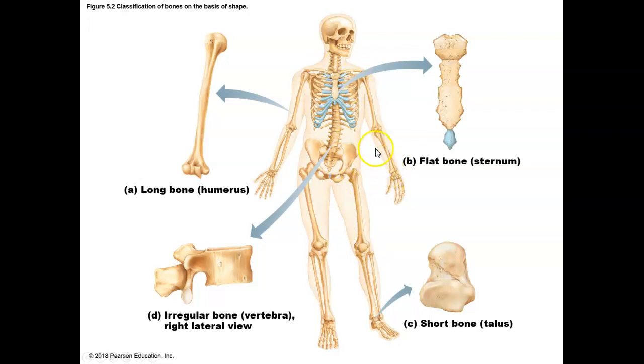Is there another? Those are the main ones. Flat bones, the cranial bones that make up the cranium, those are all flat bones. Our sternum is a flat bone. Our ribs are flat bones. And then irregular bones, these are the bones that don't fit into those categories. Our vertebrae, our ilium, ischium, and pubis form the coxal bone, and that is also considered an irregular bone.